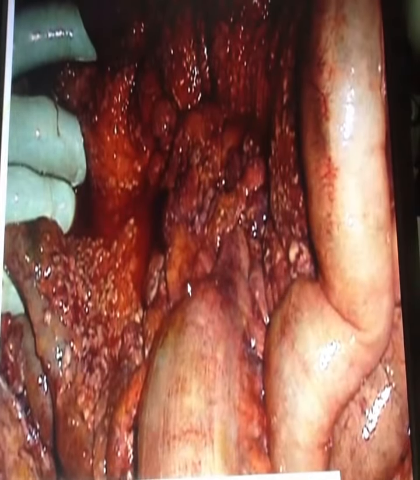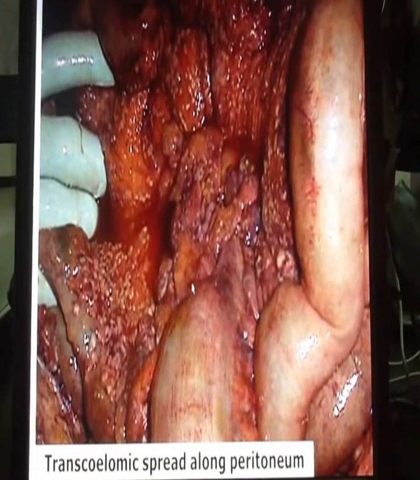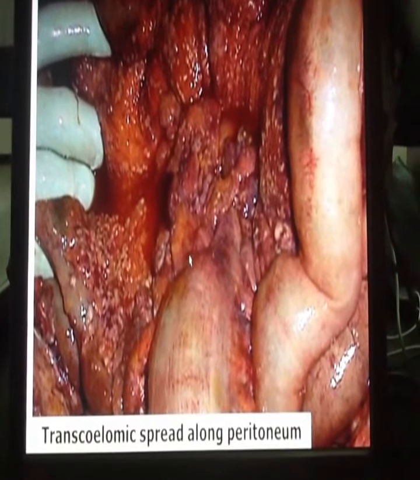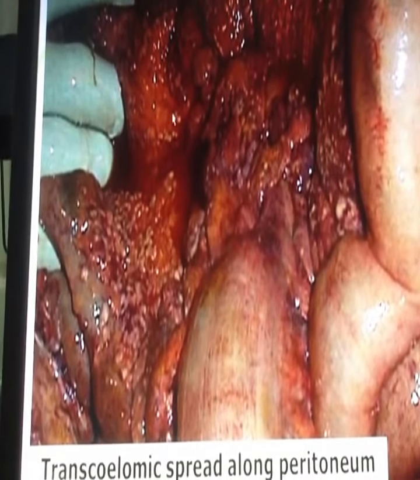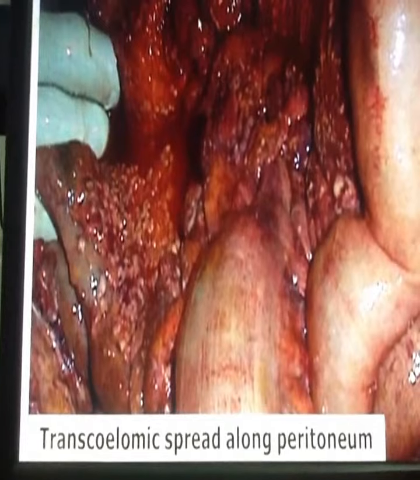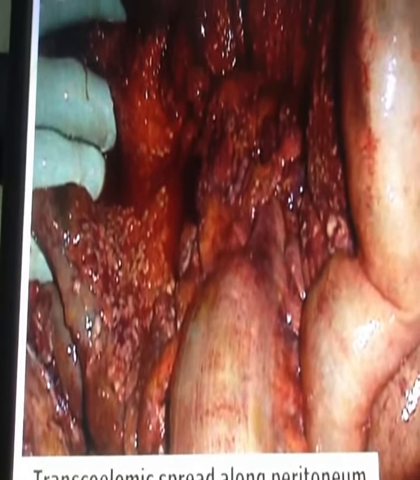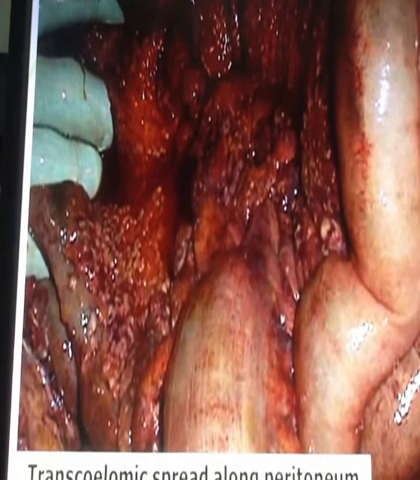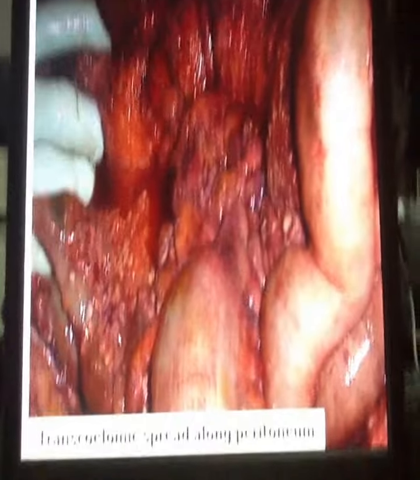This is what we call transcoelomic spread of tumor. So the tumor has many types of spread, many roads to spread through, and one of those is called transcoelomic spread, spreading along the peritoneal surface or the pleural surface and forming deposits on other organs, such as those white deposits, which are metastatic deposits on abdominal organs.